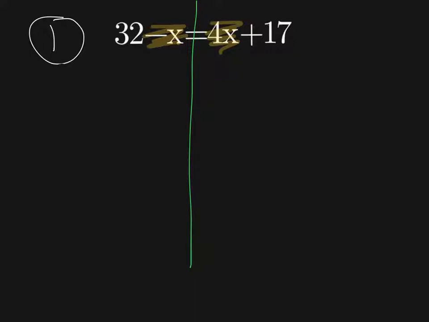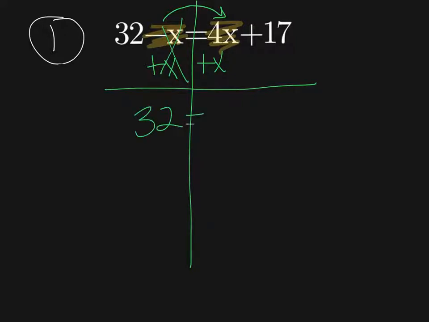And whenever you move something from one side of the equation to another, you always change the coefficient. So for example, if I'm going to take this negative x and move it over here, I'm going to do the opposite and I'm going to add x. That gets rid of it over here, so I'm left with 32 equals, and then 4x plus x is 5x, and then bring down my 17.